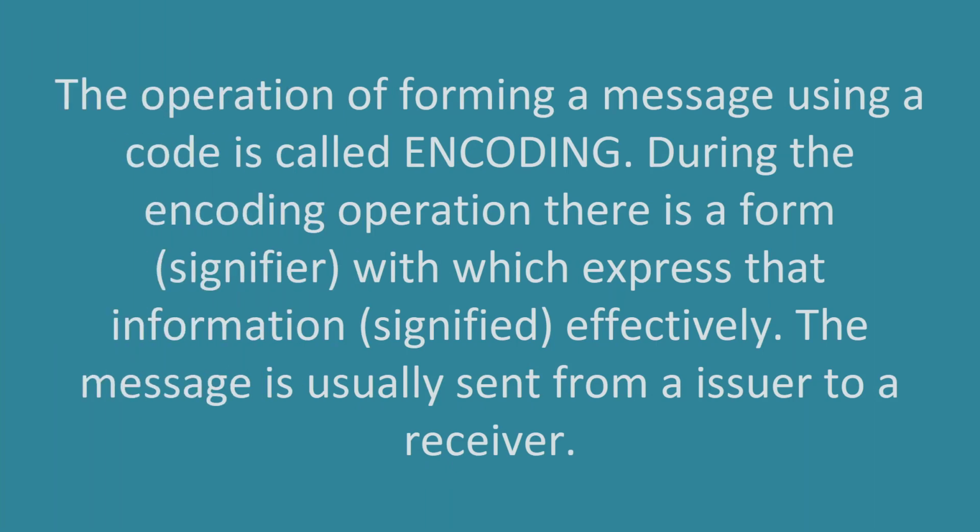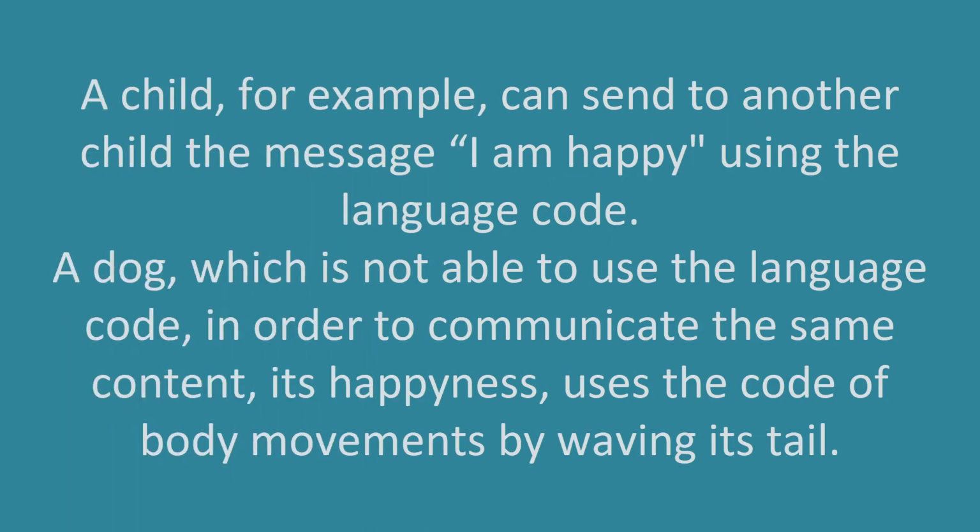The operation of forming a message using a code is called encoding. During the encoding operation, there is a form, the signifier, with which to express that information, the signified, effectively. The message is usually sent from an issuer to a receiver. A child, for example, can send to another child the message "I'm happy" using the language code. A dog, which is not able to use the language code to communicate the same content, its happiness, uses the code of body movements by waving its tail.